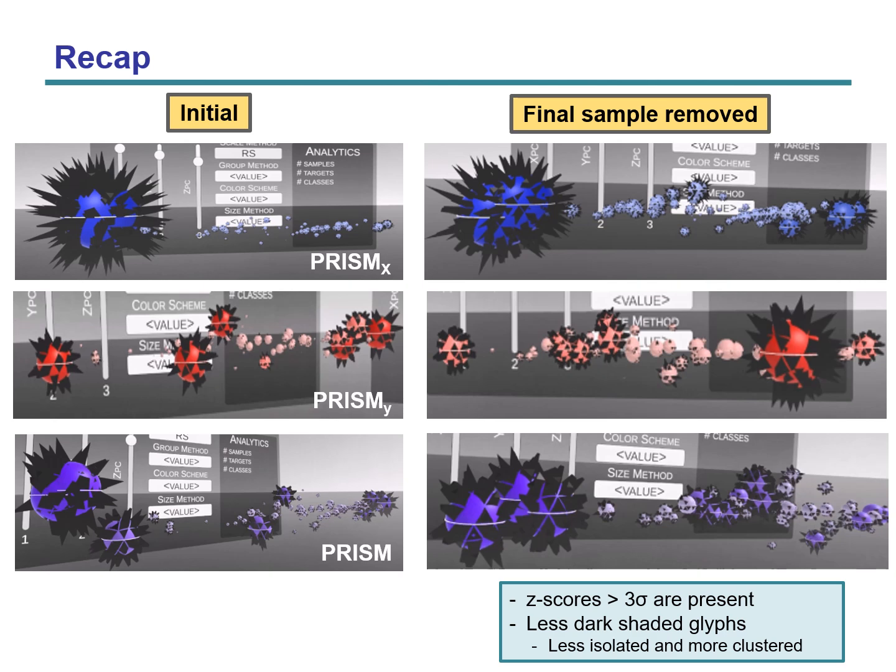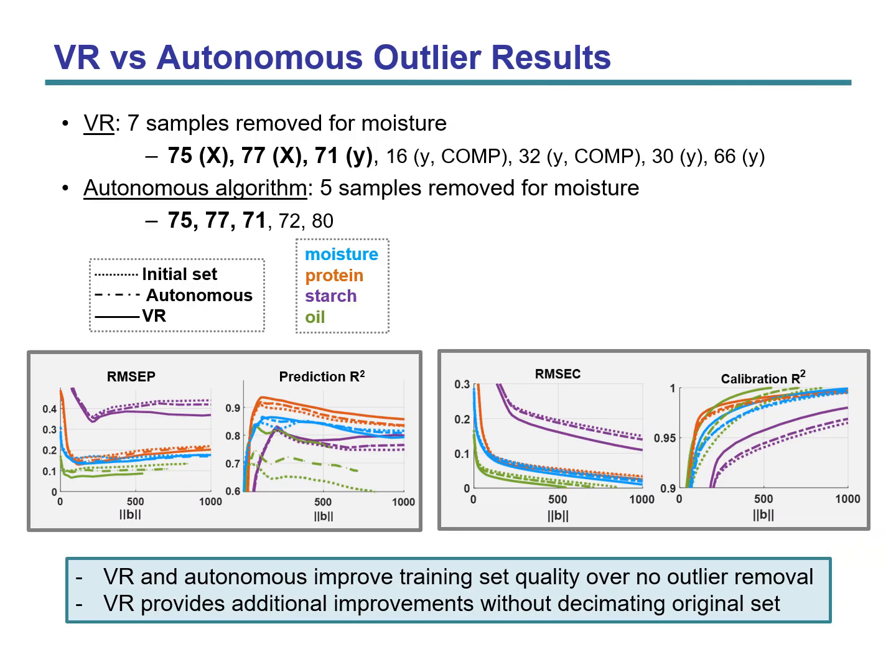And there are fewer dark shaded glyphs, meaning there aren't so many big Z values. And of those that are darker shaded, they're less isolated. That is, they belong to some local clusters. So chances are that they are not outliers. And so we will call that our final set.